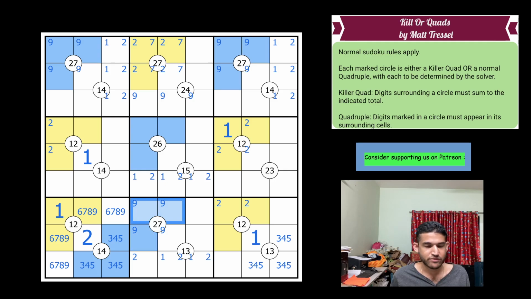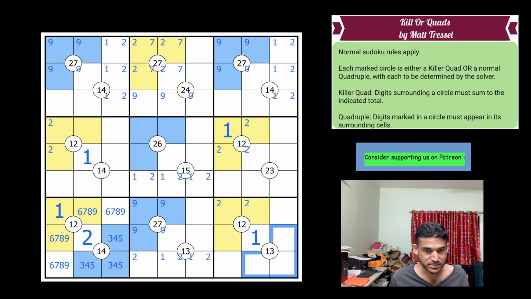So if you have 3, 4, 5 in these 3 cells, you can never reach 27. The maximum possible sum in that case would be 4 plus 5, which is 9 from this blue area. And then you need 2 cells which add up to 18. 18 plus 18 can never be possible from 2 cells. So this is not a killer quad, it's a quadruple.